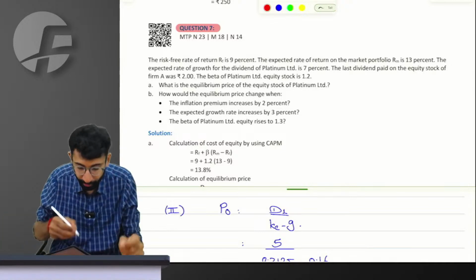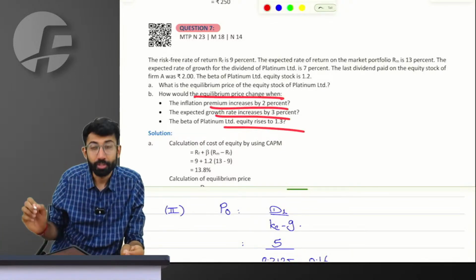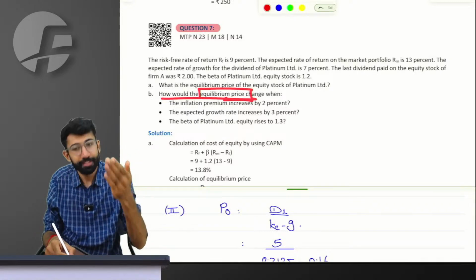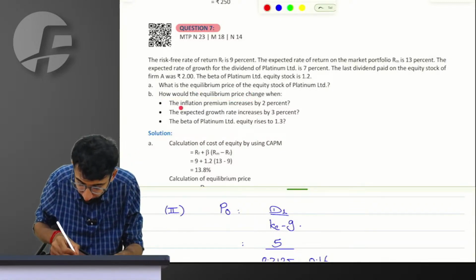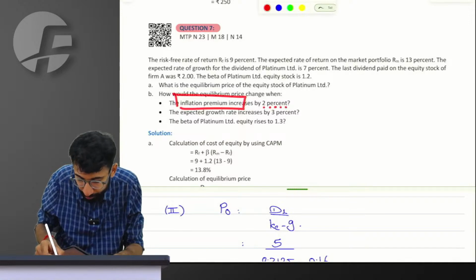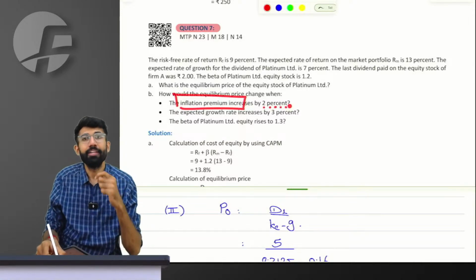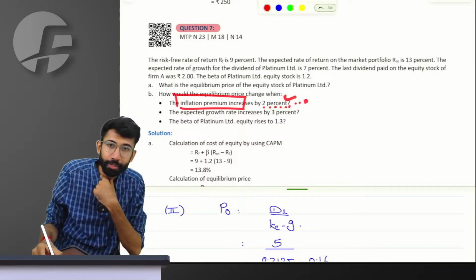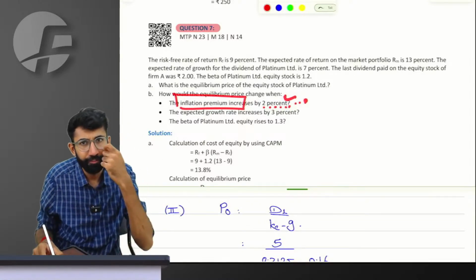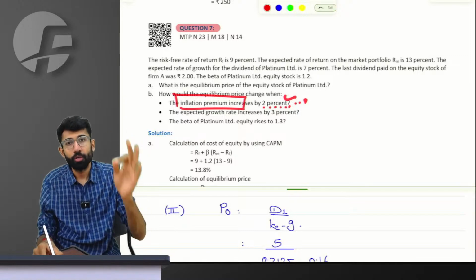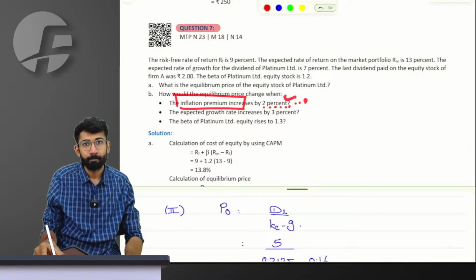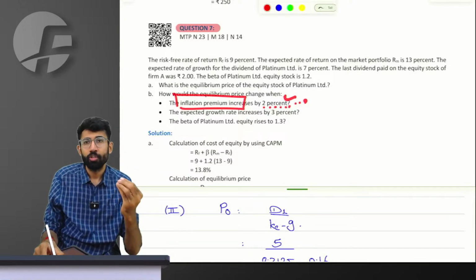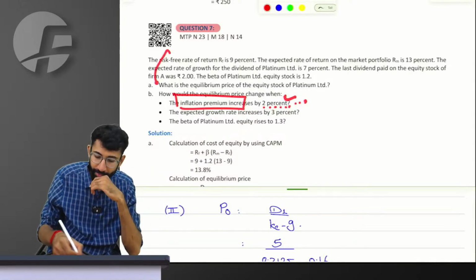Let me explain the effect of a change in the information given. How would the equilibrium price, which means the intrinsic value, change when the inflation premium increases by 2%? This is what I want to primarily teach you. If the inflation premium increases by 2%, what all will change? Will your RM change? Will your RF change? Will your growth change? What will change from the given information?